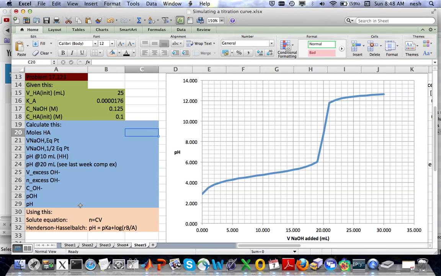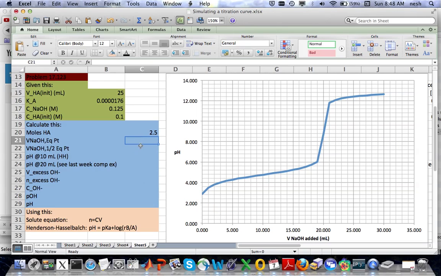There's a solute equation, n equals CV, so I'm going to use that and let Excel do it for me. It's the concentration of analyte, 0.1, multiplied by the volume of analyte, 25, and I get 2.5 millimoles.